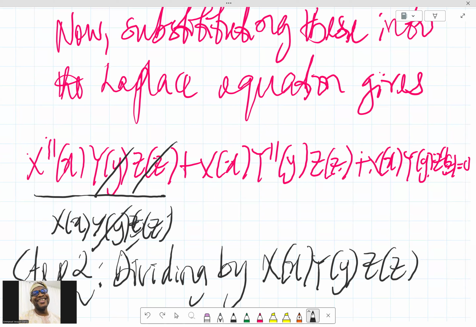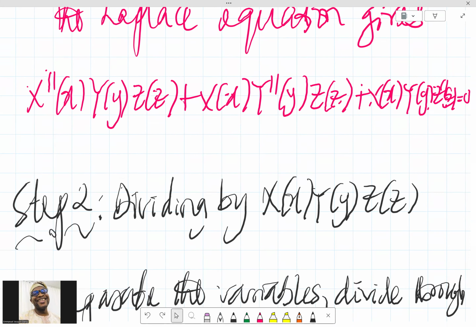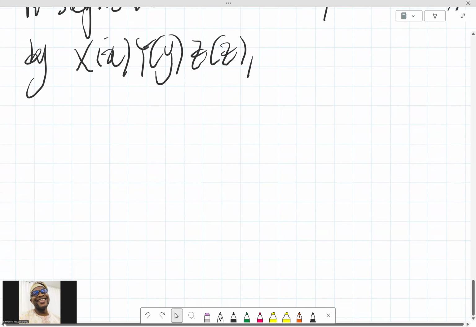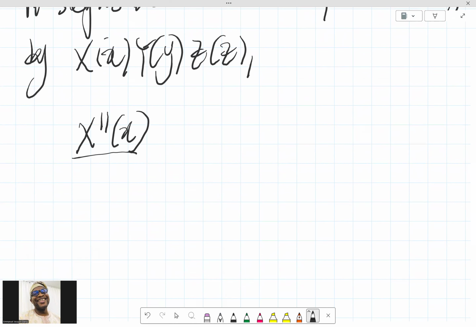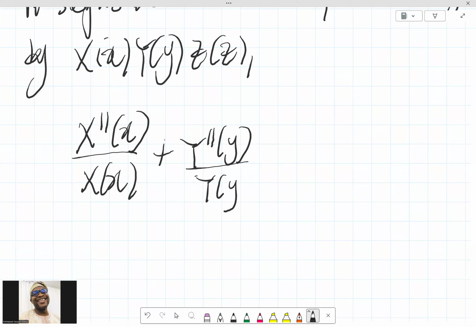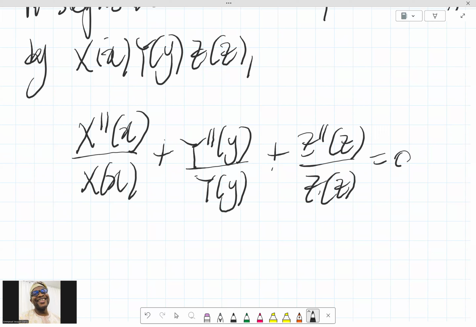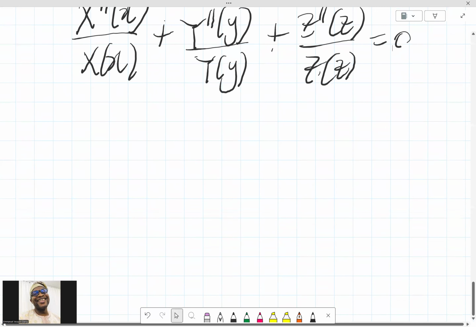So that we would have effectively separated the variables, and that's where the idea of separation of variables comes from. By dividing through, as you can see, we have X double prime of x all over X of x plus Y double prime of y all over Y of y plus Z double prime of z all over Z of z, and all of that is equal to 0. So that is done. We can move to step 3 now.